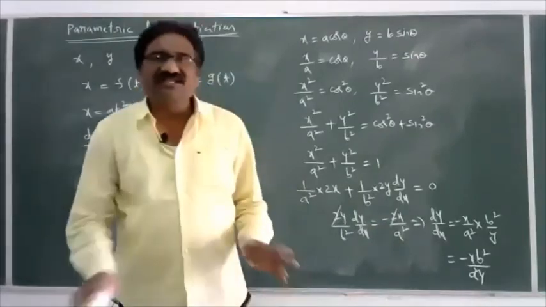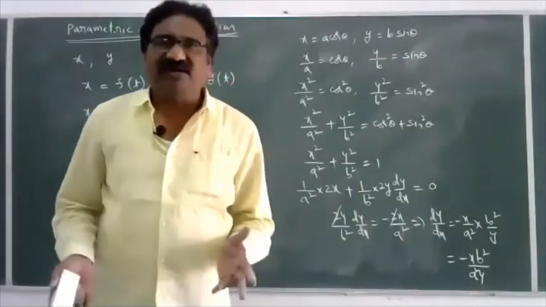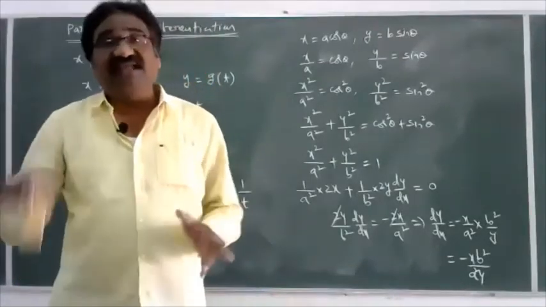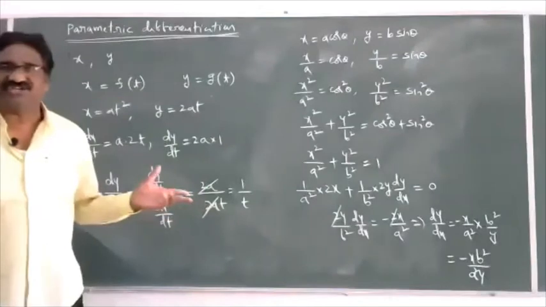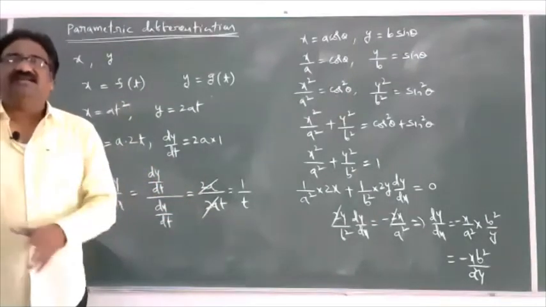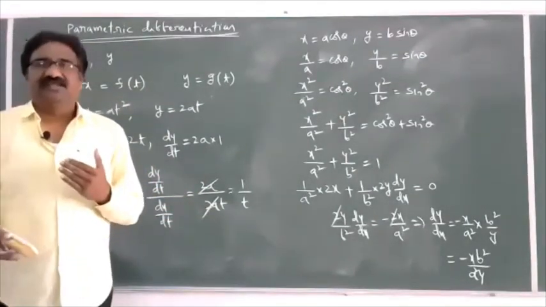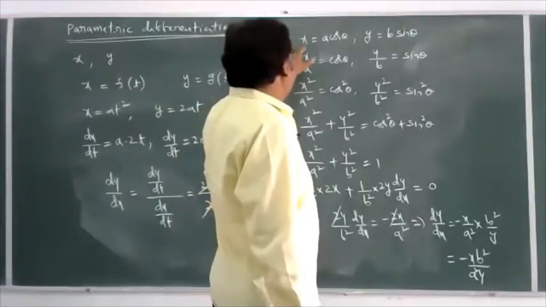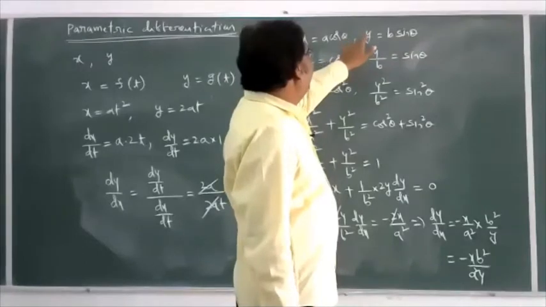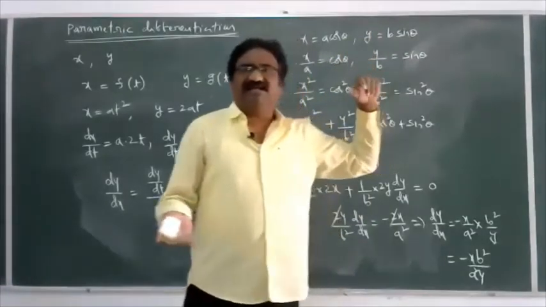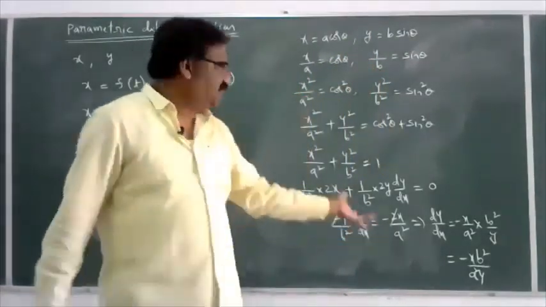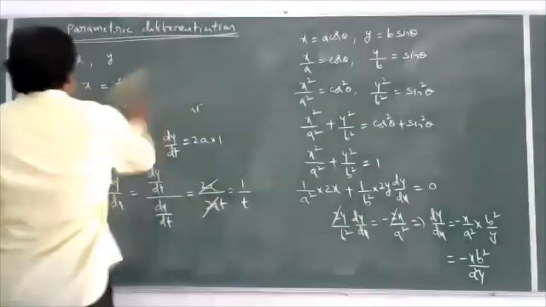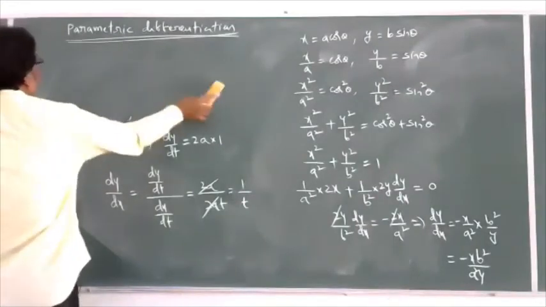Sometimes we cannot simplify in terms of x and y, that is, we cannot eliminate the third variable theta. In that case, we do a separate differentiation with respect to theta, then divide. For example, first you find dx by d theta, then you find dy by d theta, then dy by d theta divided by dx by d theta. Then you get the answer like that. So that is parametric differentiation.